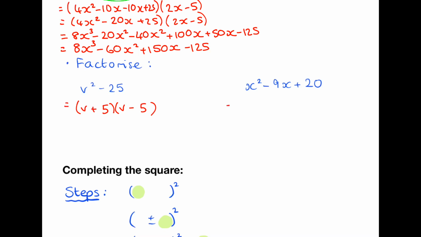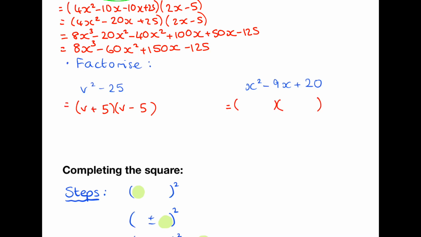So now we're on to factorising this expression here. So we can look for a common factor. Nope. It's not a difference of two squares because we've got three terms. So it is a trinomial. So we'll factorise it as a trinomial into two brackets.